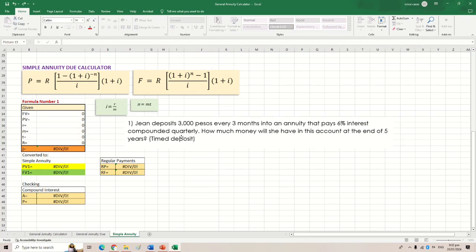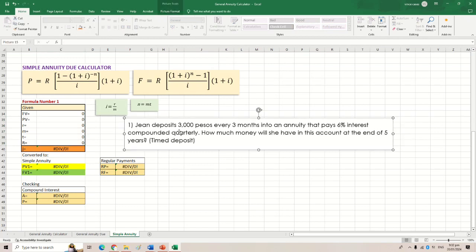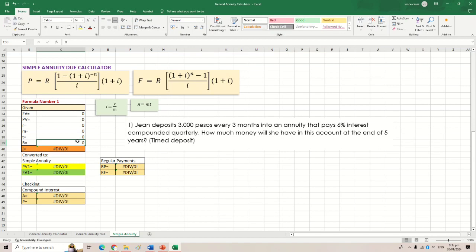Okay, so we have this problem. June deposits 3,000 pesos every 3 months. That is the regular payment, 3,000. Every 3 months in an annuity that pays 6% interest, compounded quarterly. Quarterly is 4 times, that is our M, the number of compounding periods, 4 times a year. How much money will she have in the account at the end of 5 years? That is our T, 5.